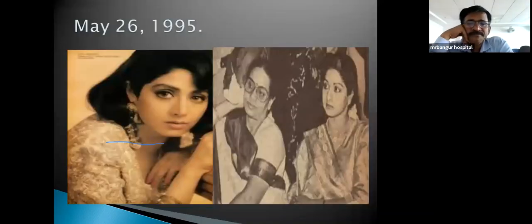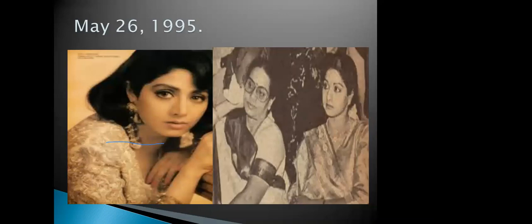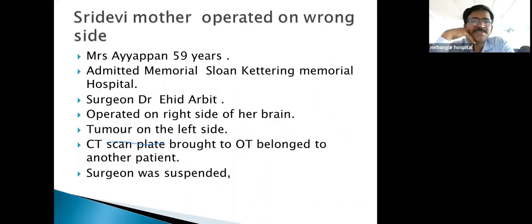This is another famous picture of a wrong surgery. This lady is the mother of Sridevi. She had a brain tumor, and she went to the world's best center, Memorial Sloan Kettering, for her surgery. And the surgeon was the most famous neurosurgeon at that time.